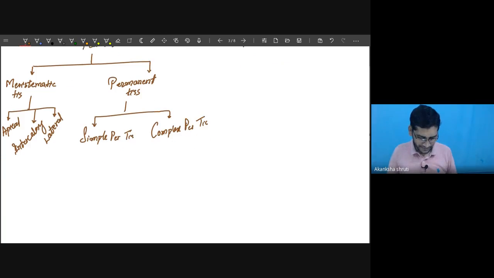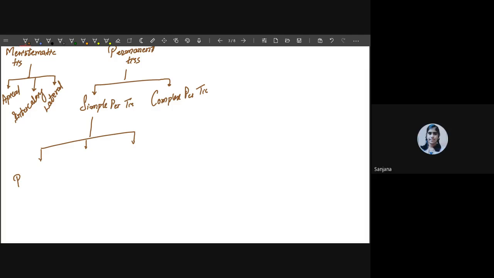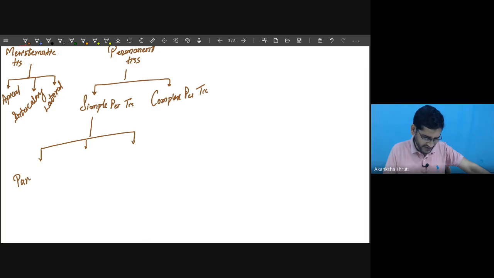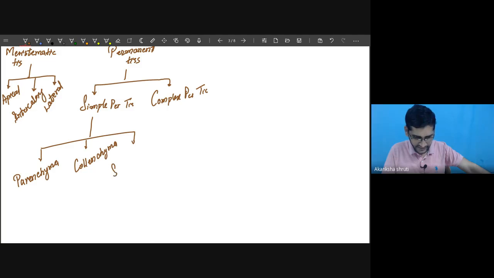Now coming to the simple permanent tissues. These simple permanent tissues can again be classified into three categories. Students, these names you have to remember: parenchyma, collenchyma, sclerenchyma. The first one is parenchyma, the second one is collenchyma, and the third one is sclerenchyma.